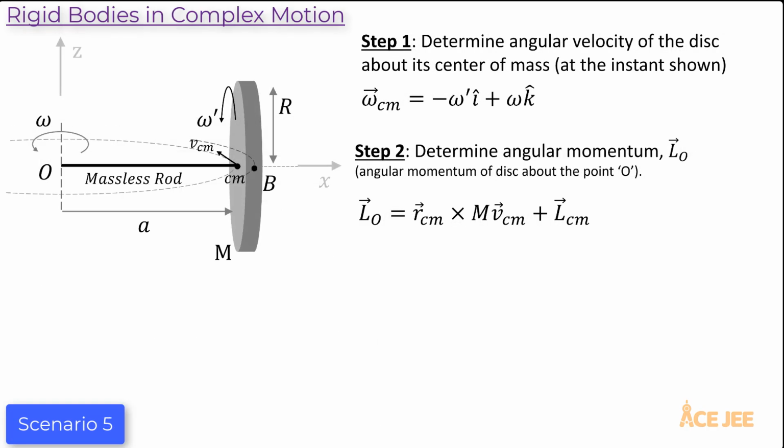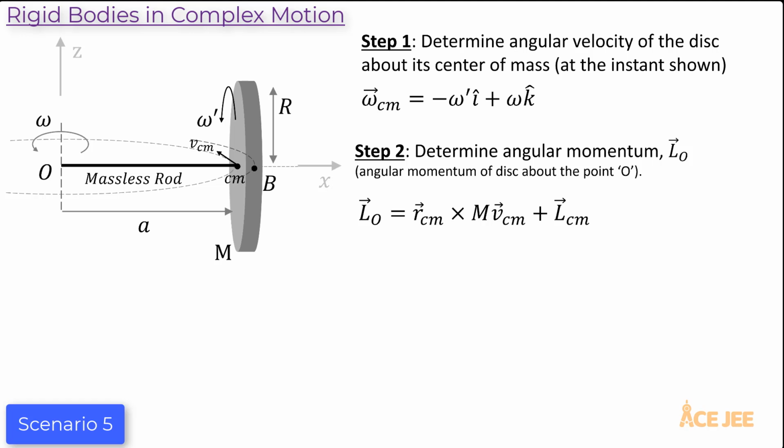Moving on, in this next scenario, we have a massless rod hinged at O at one end and a disk of mass m and radius r mounted at the other end, with the plane of the disk perpendicular to the rod as shown. And it is given that the disk is rotating about the rod with an angular velocity omega dash, while the rod is rotating about the vertical axis passing through O with an angular velocity omega.